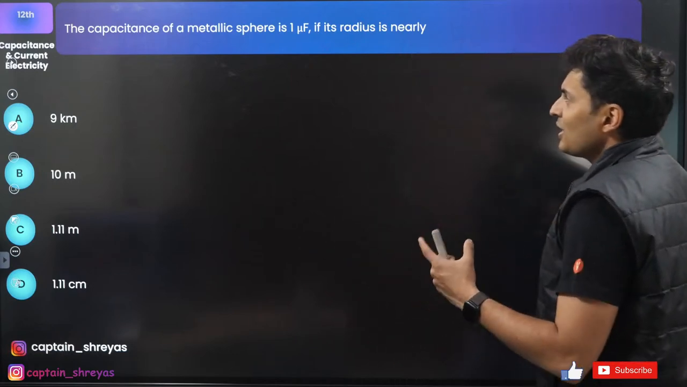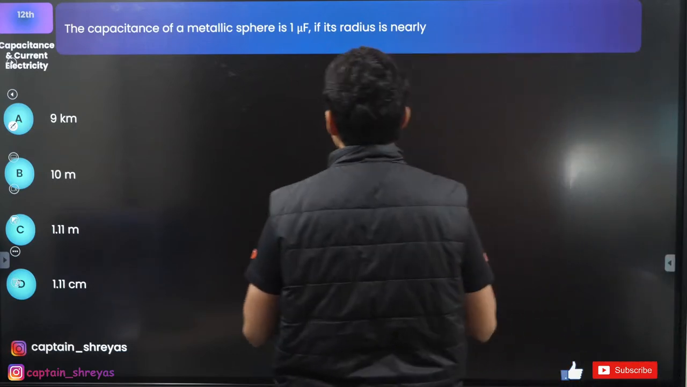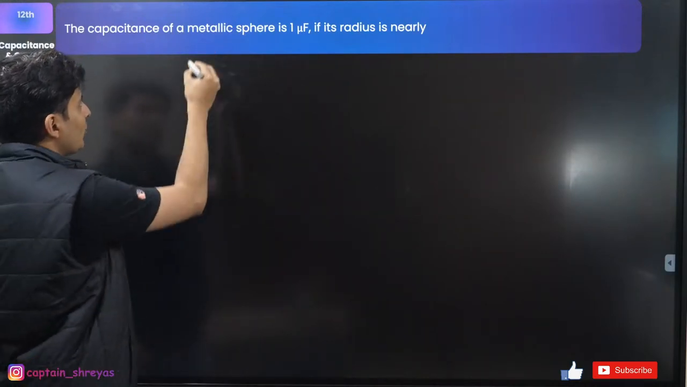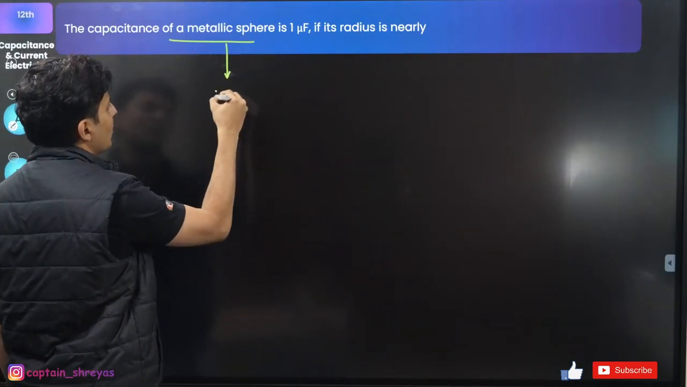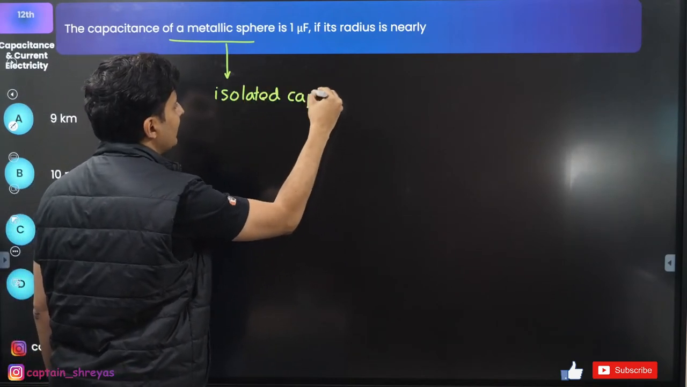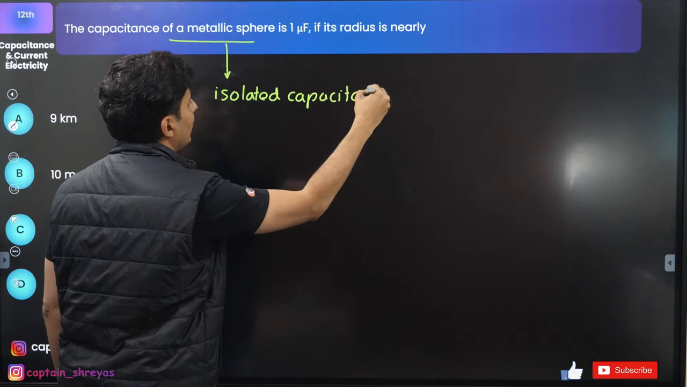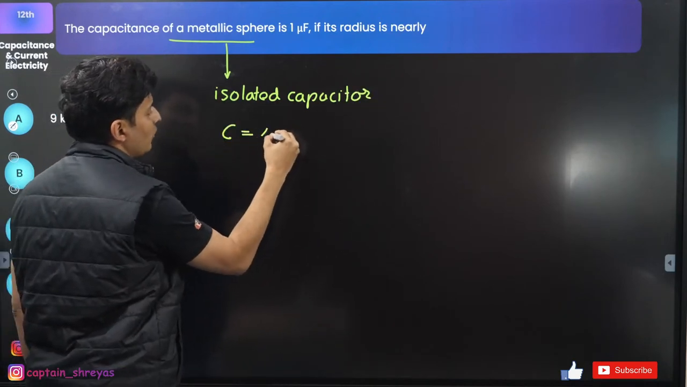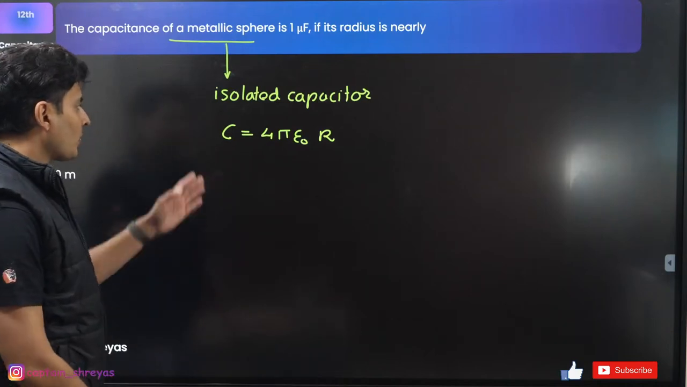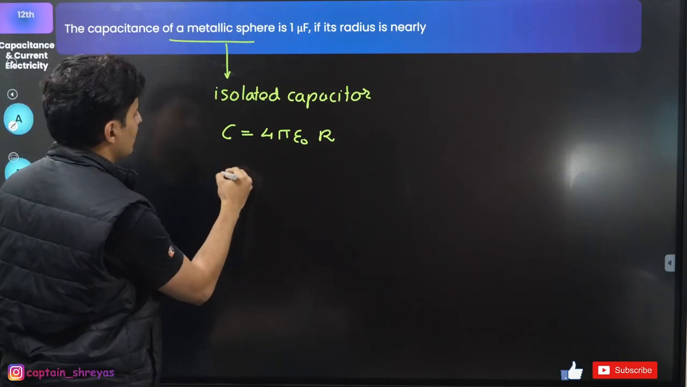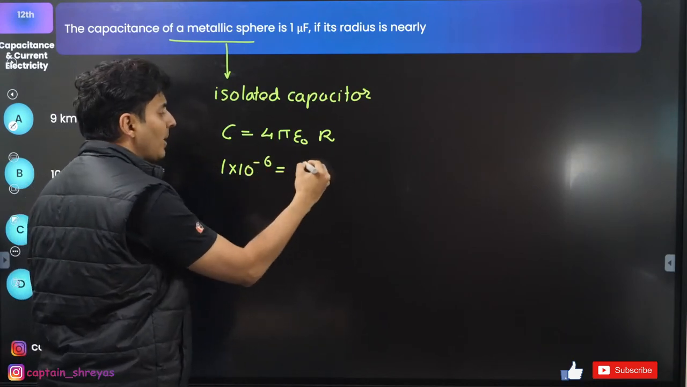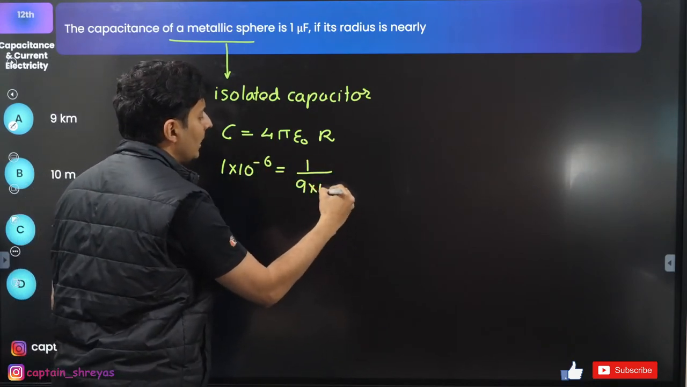Okay, the capacitance of a metallic sphere of how much radius is 1 microfarad? So first of all, I understood that this is a concept of isolated capacitor. So capacitance is 4 pi epsilon naught into R. Is that right? Okay. Now capacitance is how much? It is 1 microfarad. So 1 into 10 to the power minus 6. 4 pi epsilon naught is 1 by 9 into 10 to the power 9.